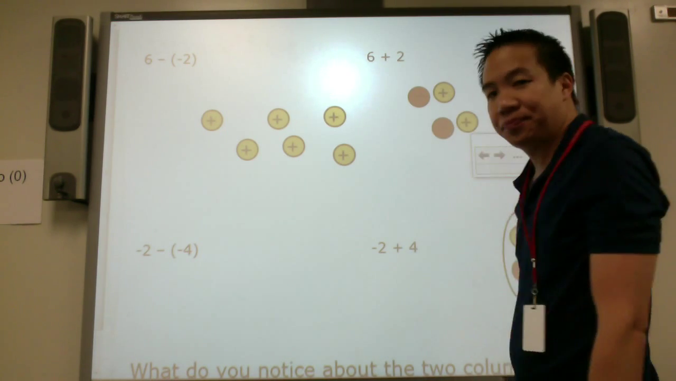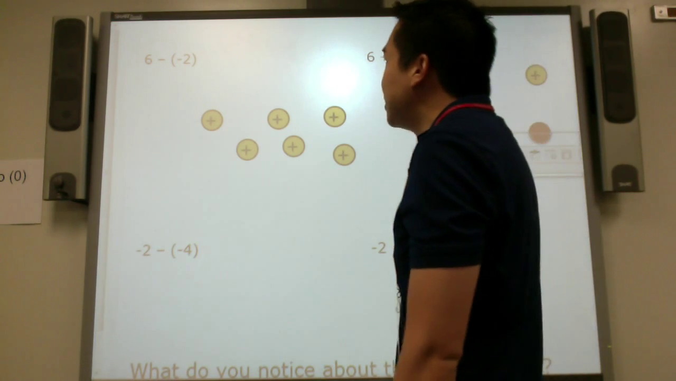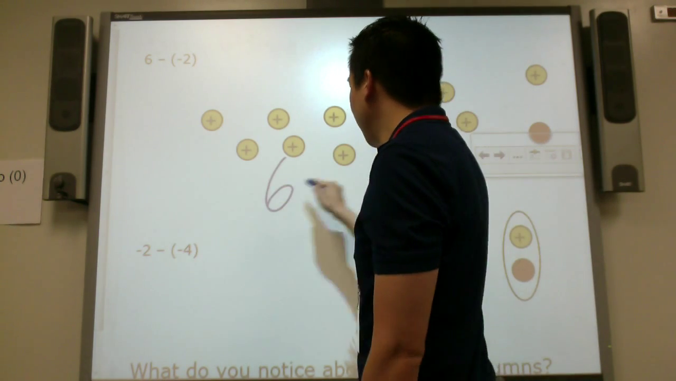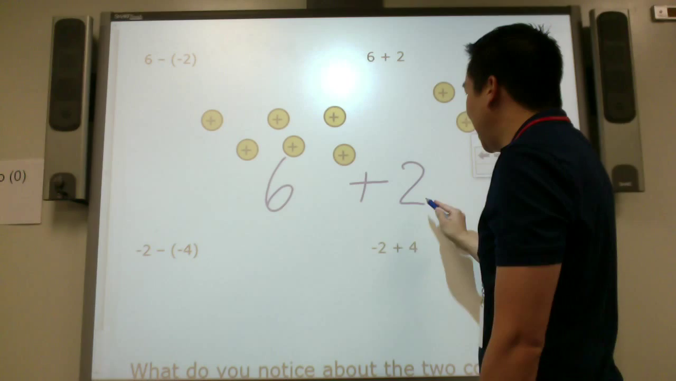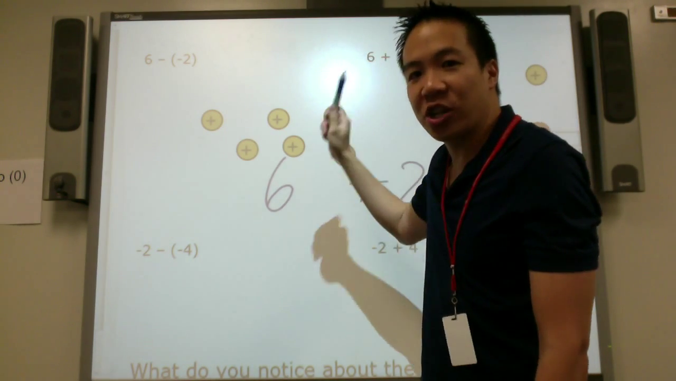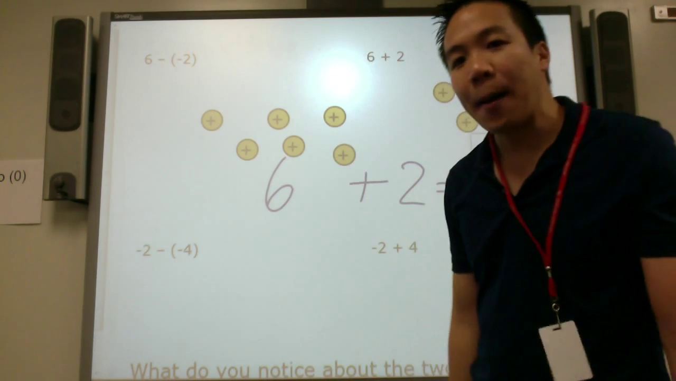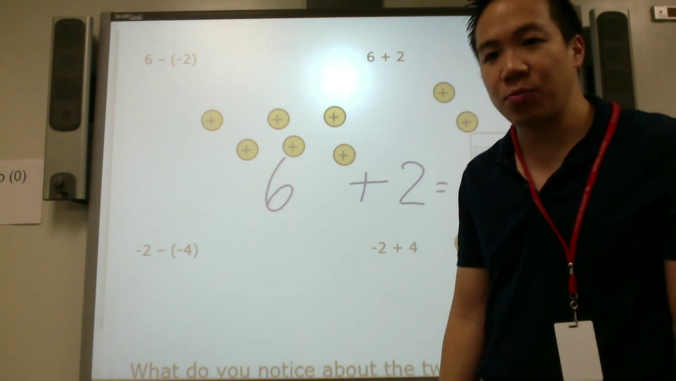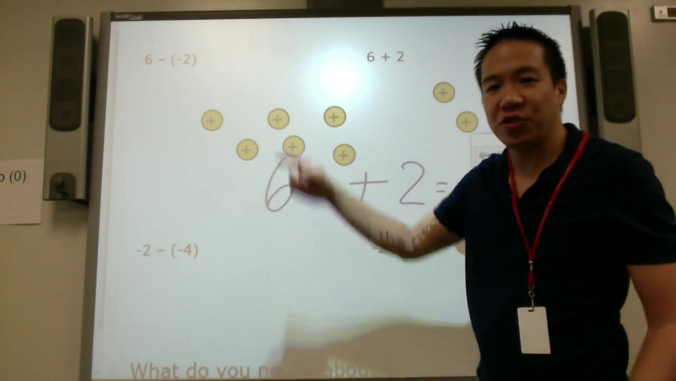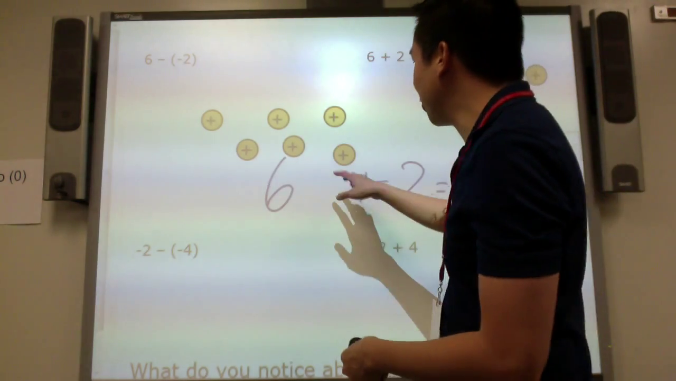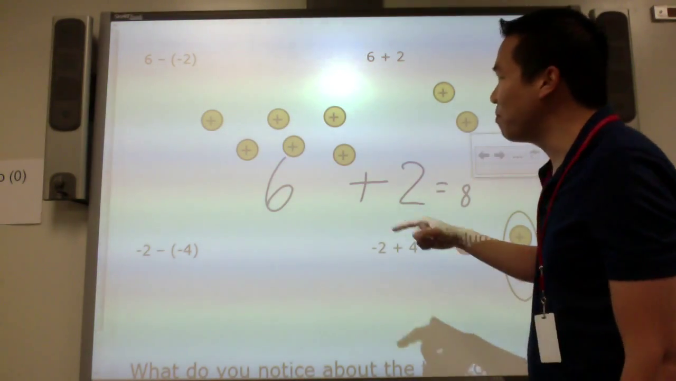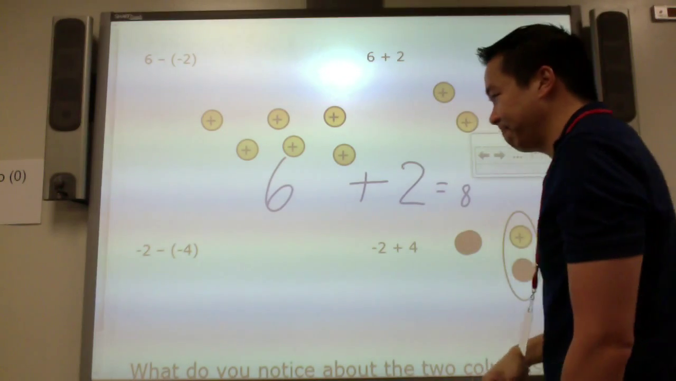Zero pairs. So they said take away now 2 negatives. So I started with 6. I added 2 positive. 6 plus 2 is 8. Do you see how 6 plus 2, the addition expression, is equivalent to 6 minus negative 2, the subtraction expression? How do you come up with this addition expression? Hopefully you can figure it out. As you can tell, I start with 6. I'm adding 2, which is the opposite, it seems, of negative 2.